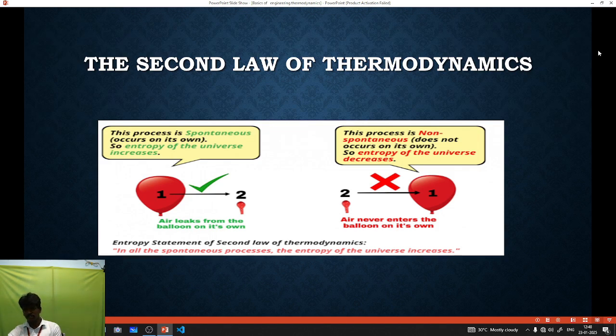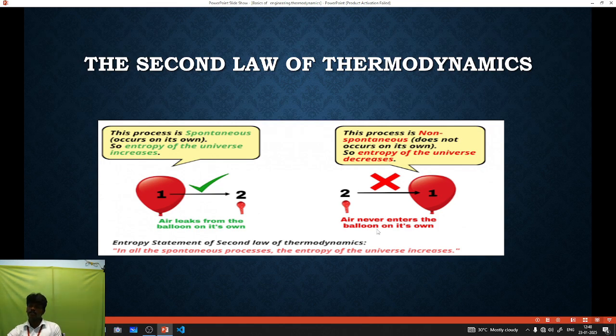For example, in the second law of thermodynamics, a spontaneous process occurs on its own, so the entropy of the universe increases. If we take a balloon and make a hole, the air leaks from the balloon on its own, because the air inside contains high pressure and the surrounding contains low pressure. So high pressure to low pressure occurs spontaneously. But in the reverse case, the process is not spontaneous because it does not occur on its own, so the entropy of the universe decreases.